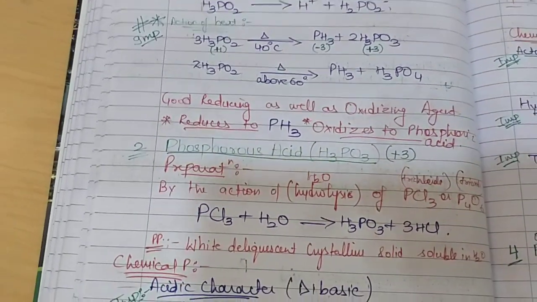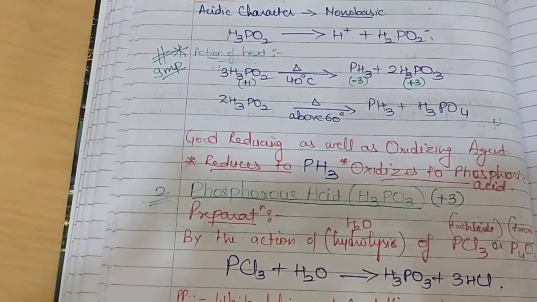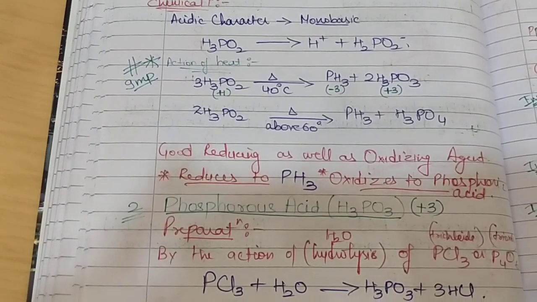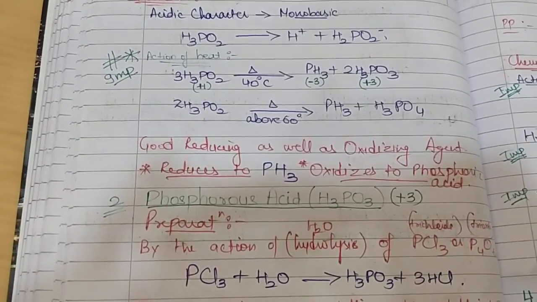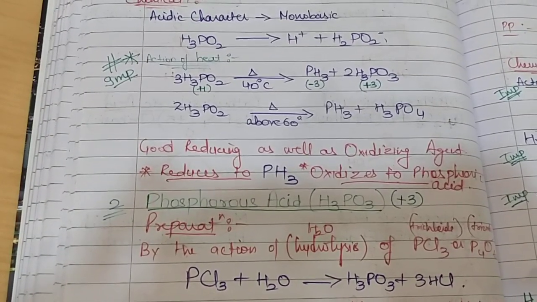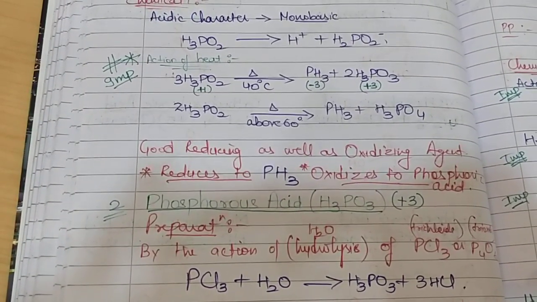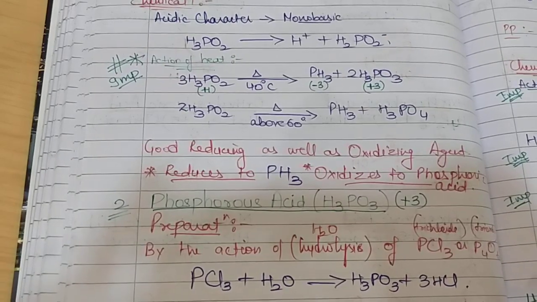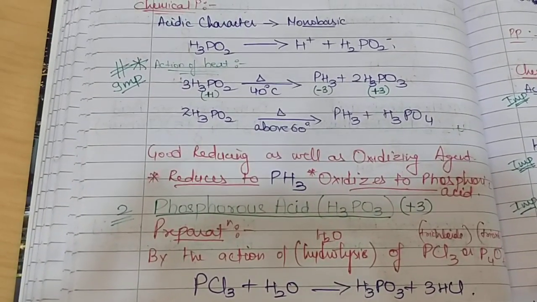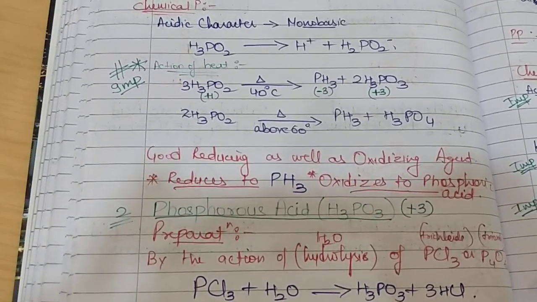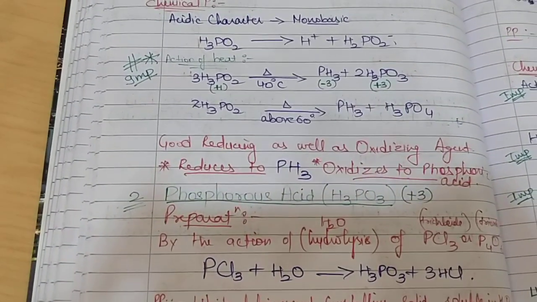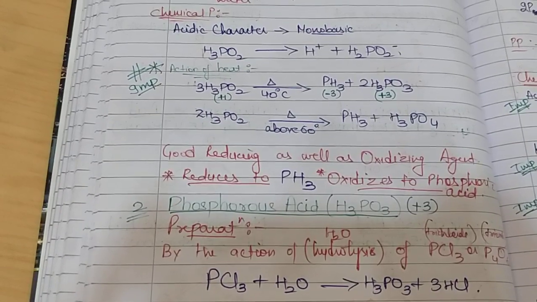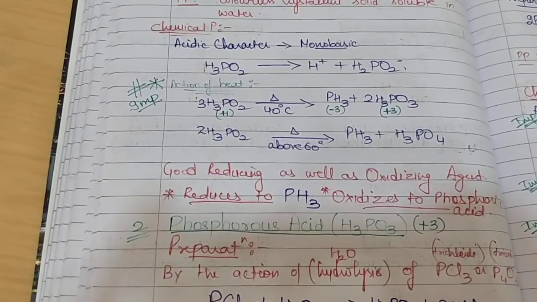Next is, it can be used as a good reducing as well as oxidizing agent. Whenever it acts as an oxidizing agent, it is getting reduced, and it gets reduced to PH3, meaning phosphine. Whenever it acts as a reducing agent, that means it is getting oxidized, and it gets oxidized to phosphoric acid in general.